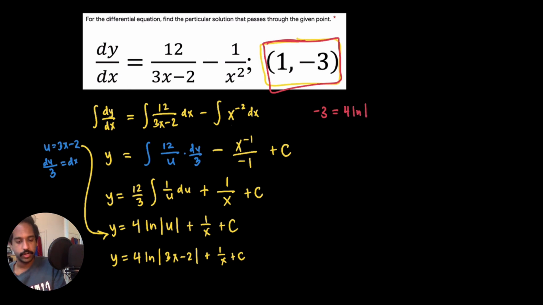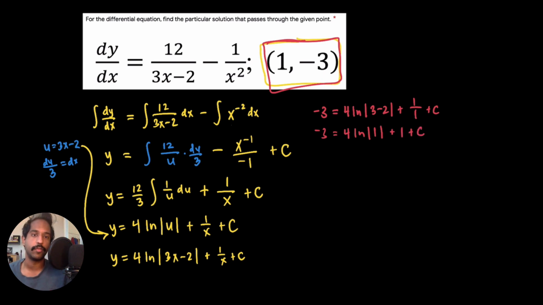3 times 1 is 3, so 3 minus 2, plus 1 over 1 plus c. Negative 3 equals 4 ln, natural log of 3 minus 2 is just 1, plus 1 plus c. The natural log of 1 is just 0, so negative 3 equals 0 plus 1 plus c. Negative 3 equals 1 plus c. And if I subtract 1 from both sides, I find that negative 4 equals c.